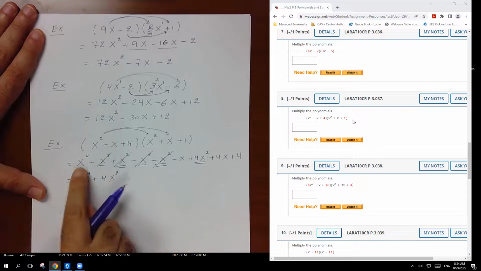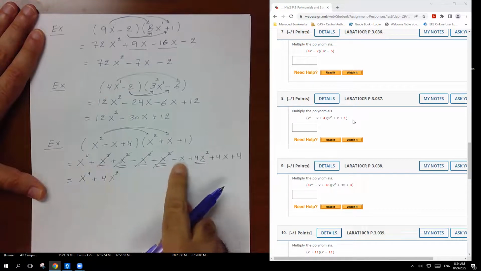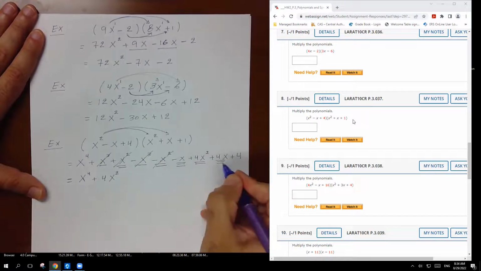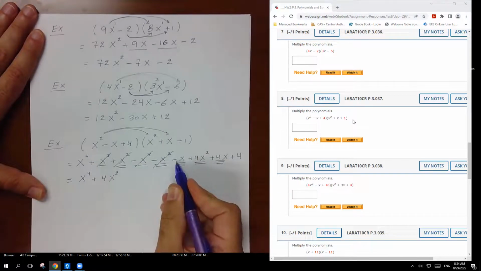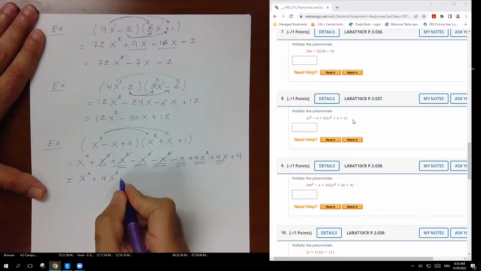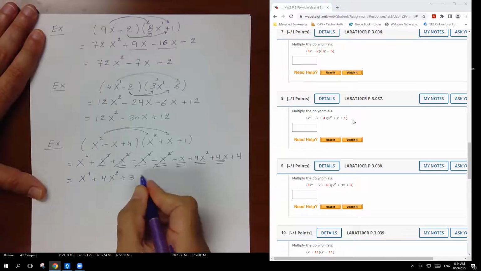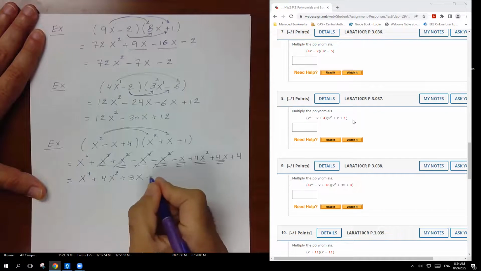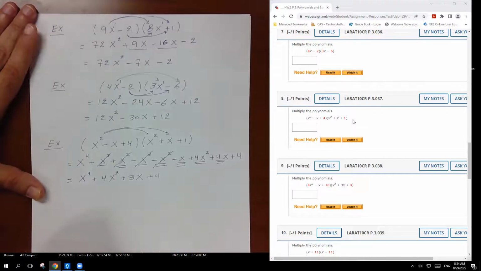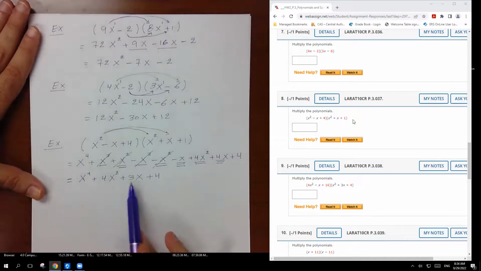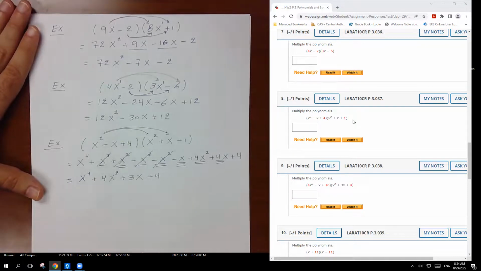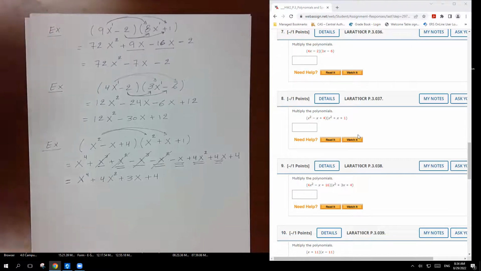Now with the term x, we have negative x and we have 4x. So negative 1 plus 4 is going to be positive 3x. And the last term is the number by itself, so it's going to be 4. It's already written in standard form, from the largest exponent to the smallest one. That's it for this example.